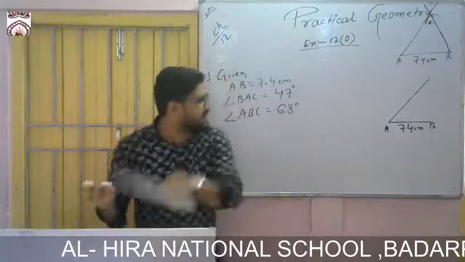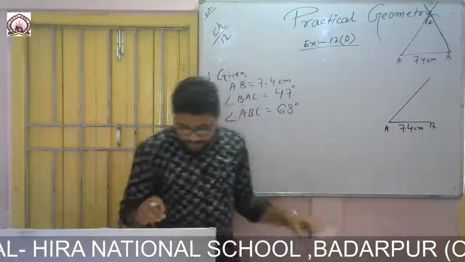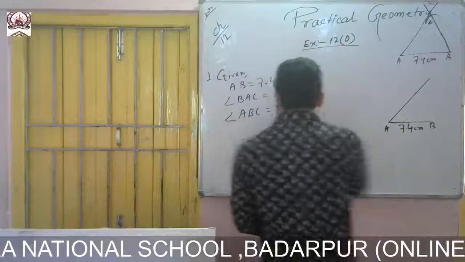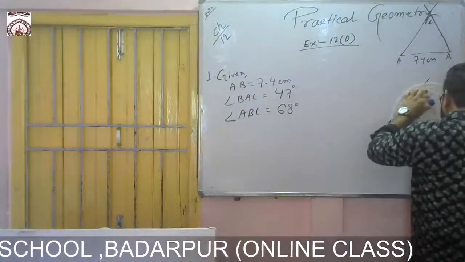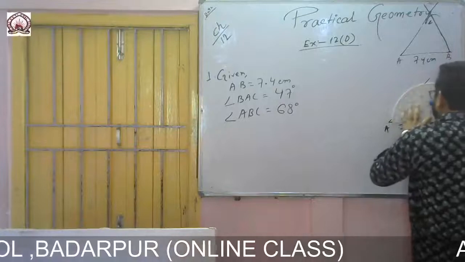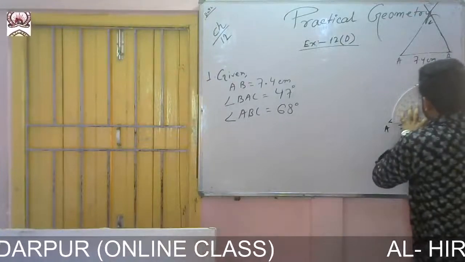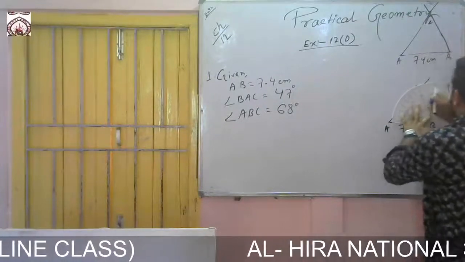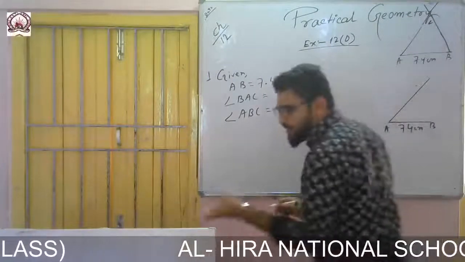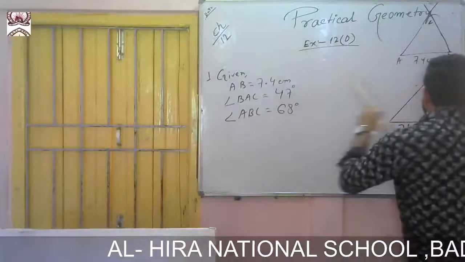Now come to point B. At point B, angle ABC equals 68 degree. So place your protractor at B and draw 68 degrees. 60, 65, 68. It is coming like this here. Now join these two points.